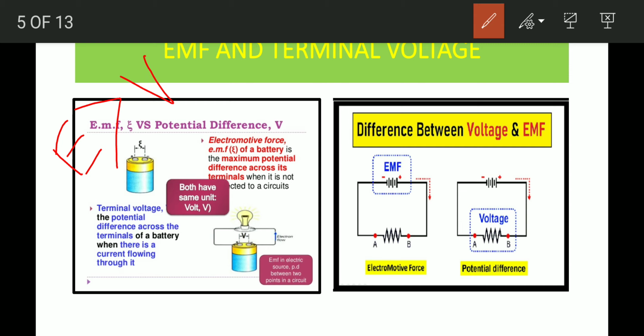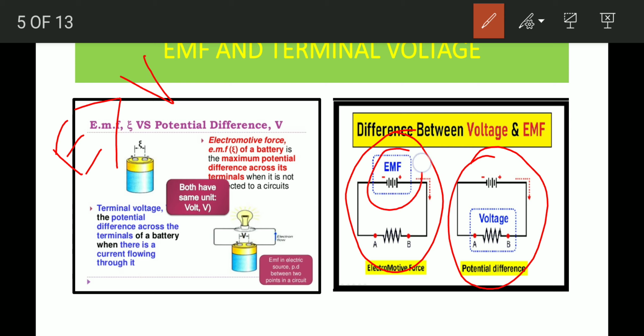In the second picture over here, this one describes how to measure EMF and this one describes how to measure the voltage or terminal voltage. So when you measure EMF, you are only concentrating on the cell or the battery, and the circuit should be open. On the other hand, when you are measuring voltage or potential difference, then you measure the potential difference of the external resistor when the circuit is closed.